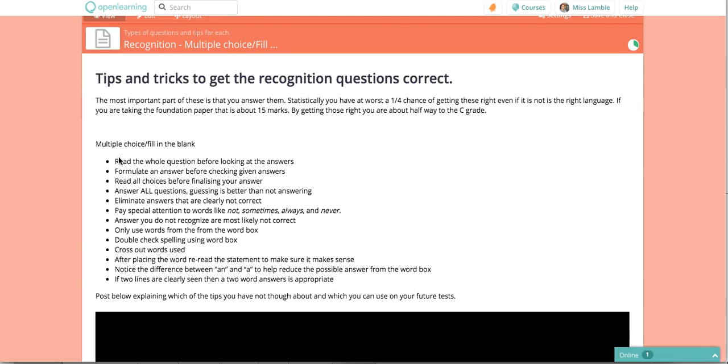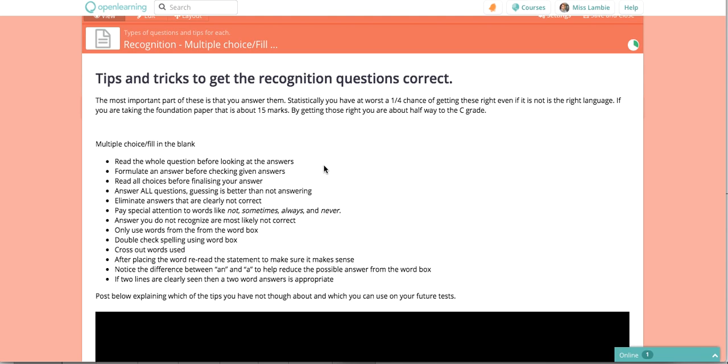Beyond making sure that you actually answer them, here are some other tips. The first one is make sure you read the entire question before looking at the answers, and you formulate an answer before actually checking the given answers. If it says, what process do plants do to create glucose? Think of the question, think of what your answer is. I think the answer is photosynthesis, and then look to see if you can circle that in the list.